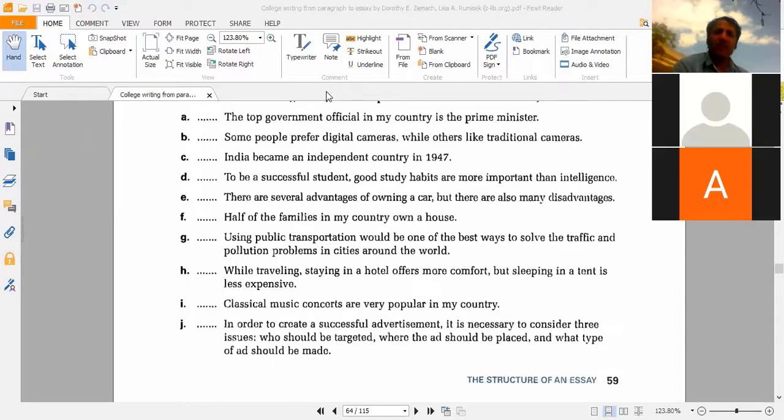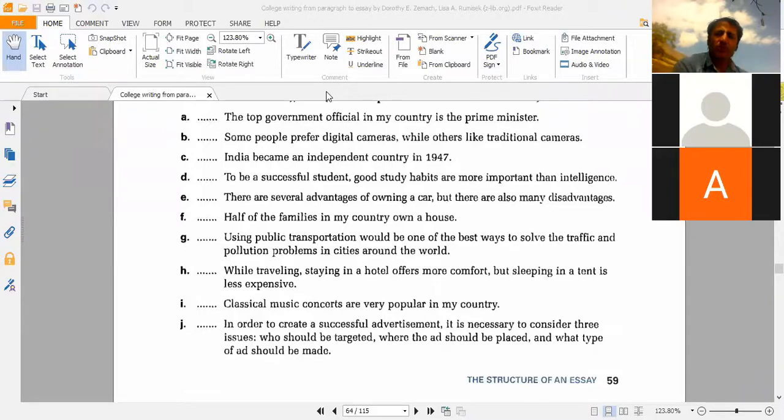Now, there are several advantages of owning a car, but there are also many disadvantages. This is again a kind of comparison between disadvantages and advantages. Again, this is a kind of confusing sentence as a thesis statement. So we will not take it as a thesis statement.